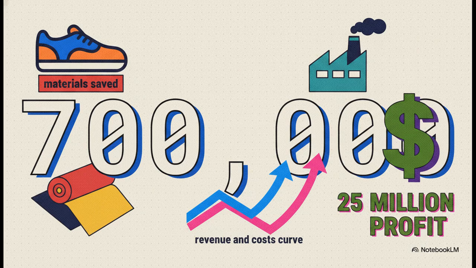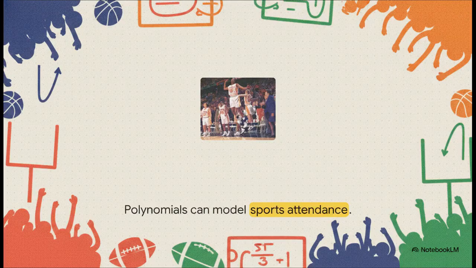0.7 million. That means the company can dramatically cut their production down to about 700,000 shoes. They save on materials, they save big on factory time, and because of the specific way their revenue and costs curve, they still make the exact same $25 million profit. How wild is that? But hey, business optimization isn't the only application here.